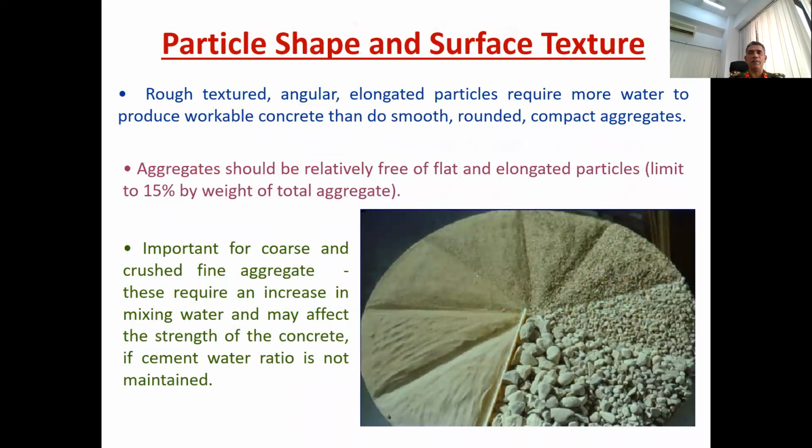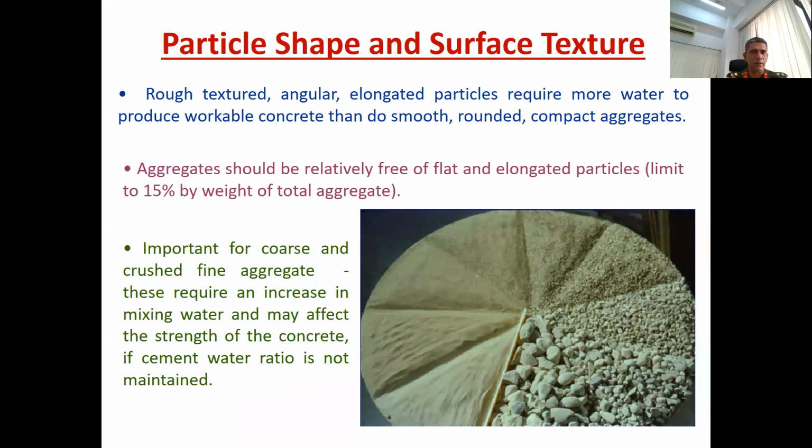Then particle shape and surface texture. If the aggregate is rough textured, angular, and elongated, elongated means it is longer in shape, it will require more water to produce workable concrete. And if the aggregate is smooth, rounded, and compact, it is better. So aggregate should be relatively free from flat and elongated particles.